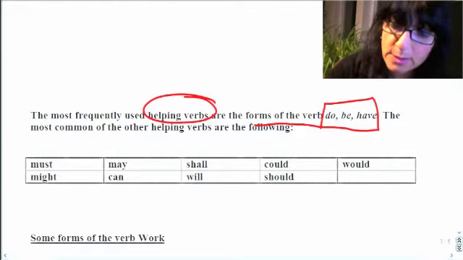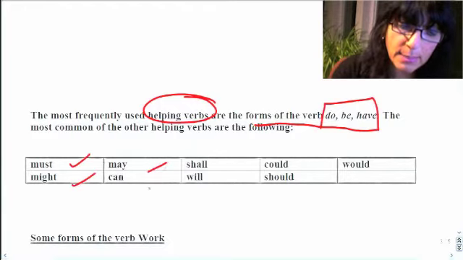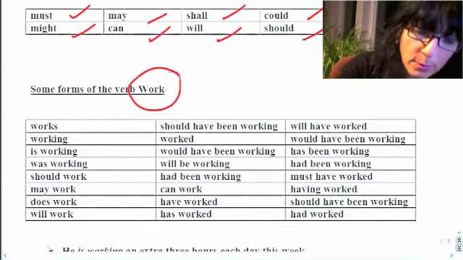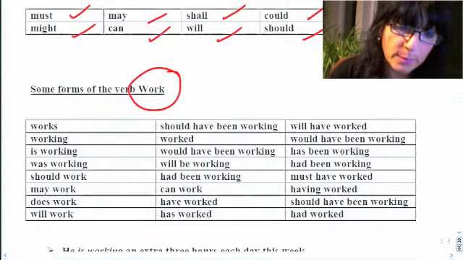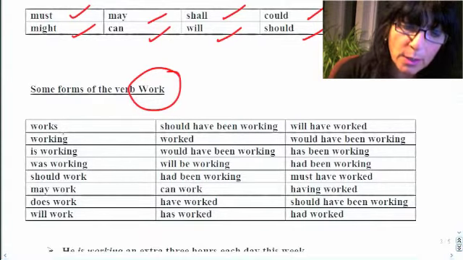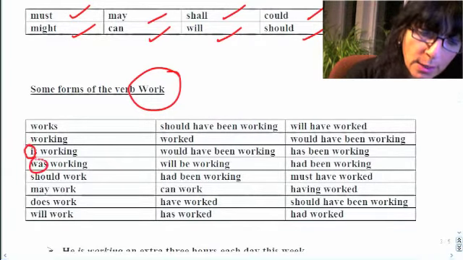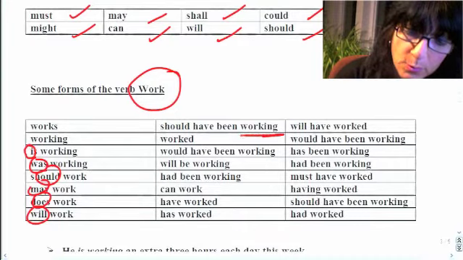And here are some examples. These are the most common. Must, might, may, can, shall, will, could, should, and would. So I've taken the verb work and I've shown you all different ways that you can use helping verbs to explain what the full verb is. So if you were to take the verb work, you'd have works, working, and these are all helpers. Is working, was working, should work, may work, does work, will work. All helping verbs. So the main verb is working.